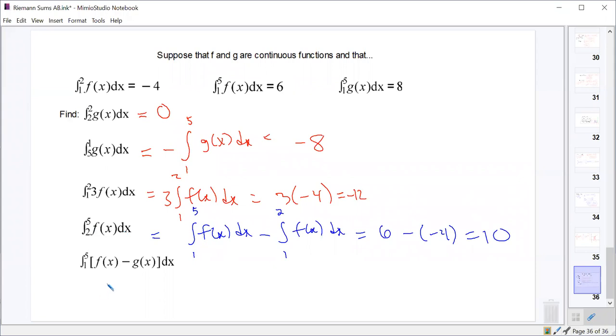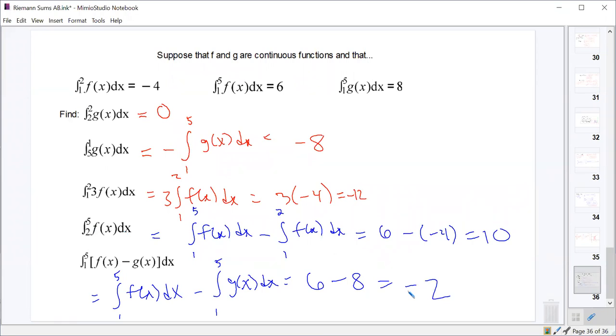All right, and then for this last one down here, this ought to equal the integral from 1 to 5 of f minus the integral from 1 to 5 of g, and 1 to 5 of f is 6, and 1 to 5 of g is 8. So it ought to be -2. Everybody good with that? Any questions on that?